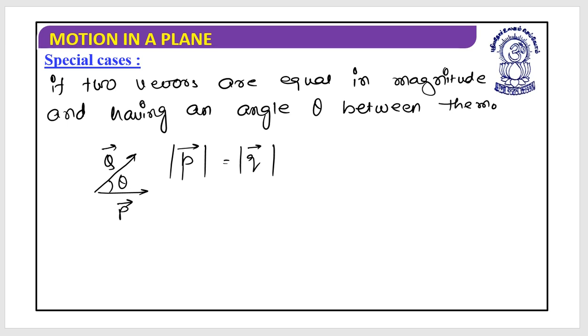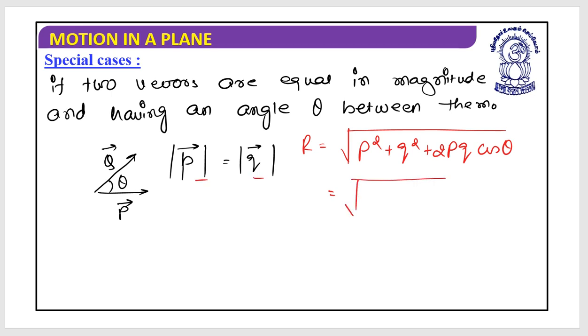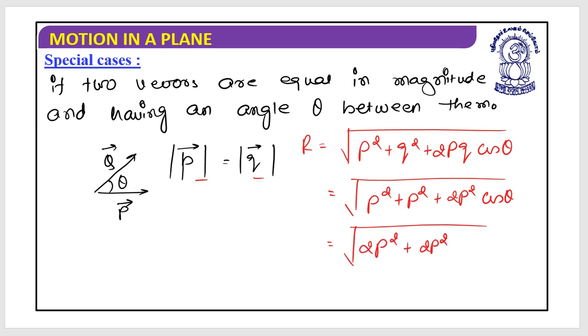I know that R is equal to the root of P square plus Q square plus 2PQ cos theta. If I replace P equal to Q, then it could be written as P square plus P square plus 2P square cos theta, which is equal to 2P square plus 2P square cos theta. So I can write this as 2P square into bracket 1 plus cos theta.